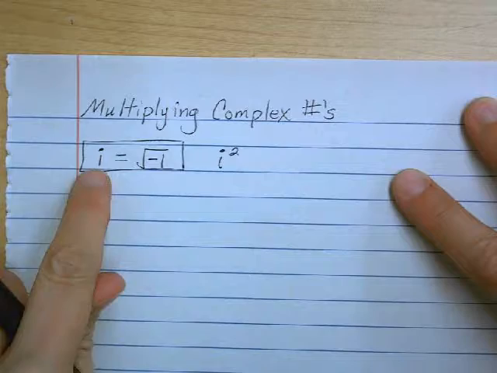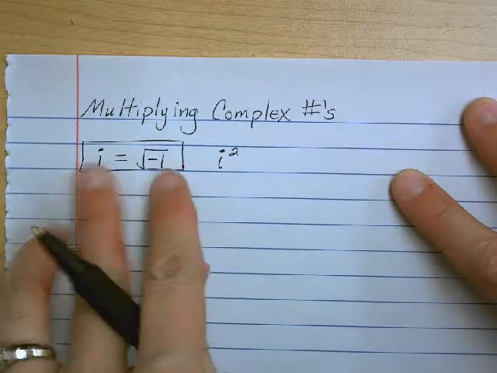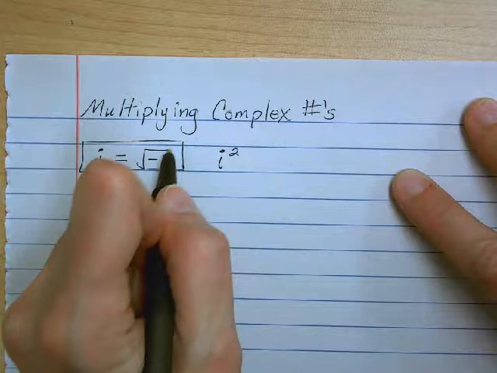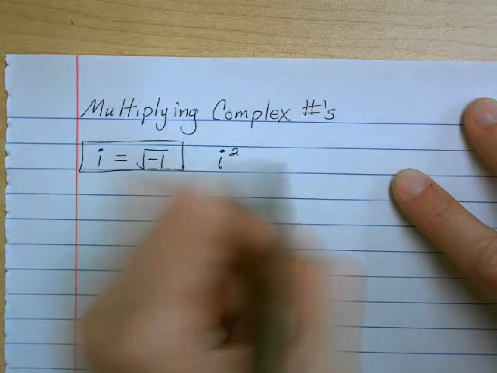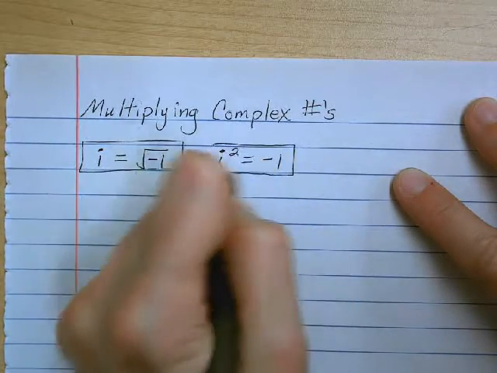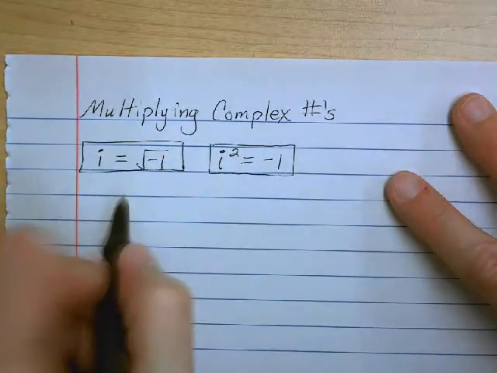If you want to know what i squared is, you could square both sides of the equation. If you square this side, it'll cancel the square root. So i squared just equals -1. We're going to use those concepts again today.